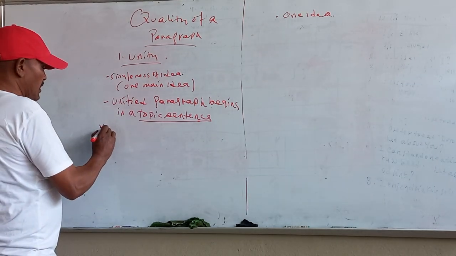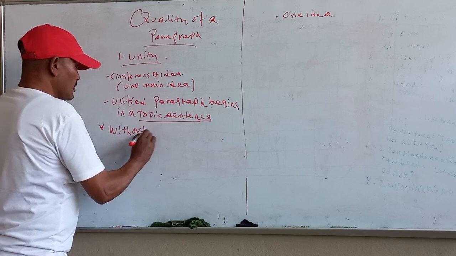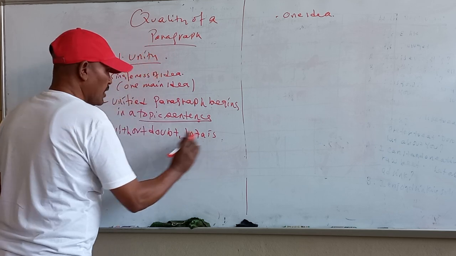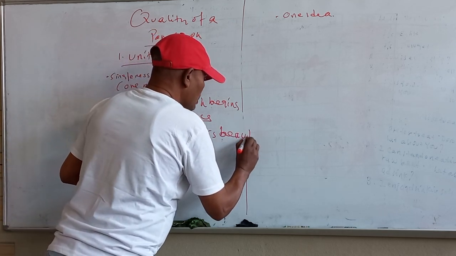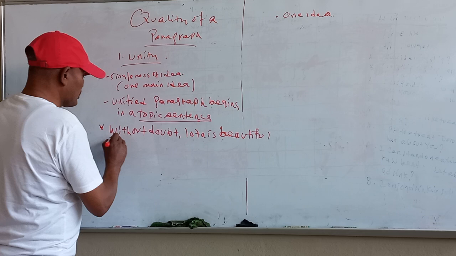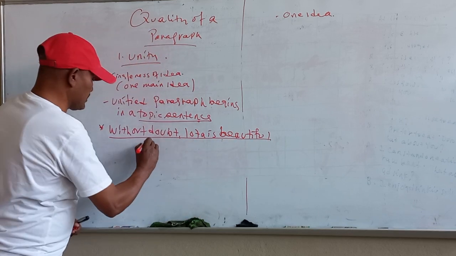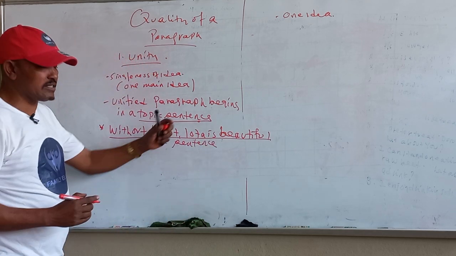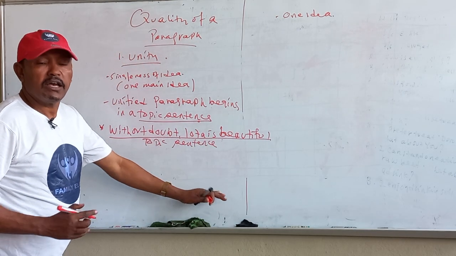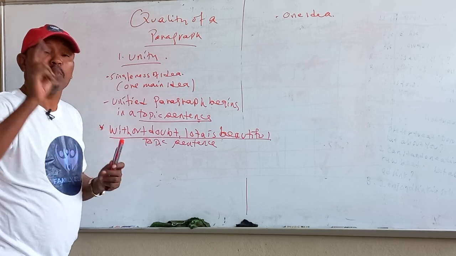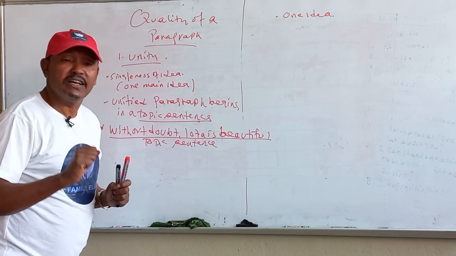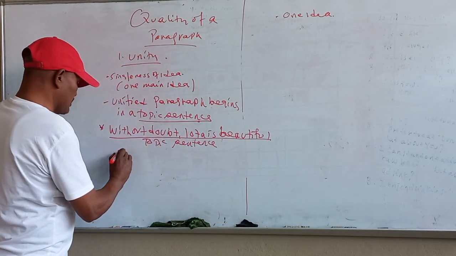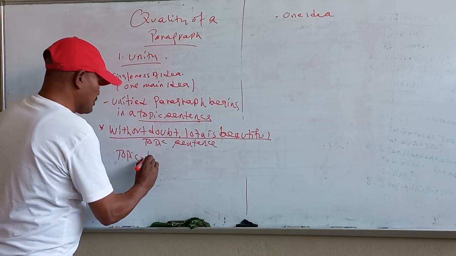Look at the example: Without doubt, Lhasa is beautiful. Here is the clear topic sentence, which is the main idea of the paragraph that I'm going to state. In a given topic sentence, we have two things here. One is the title, and the other is the controlling idea. What is the title here? The topic or subject is Lhasa.